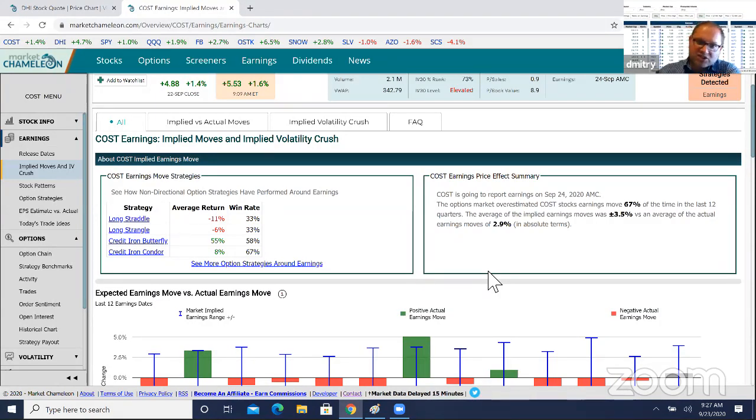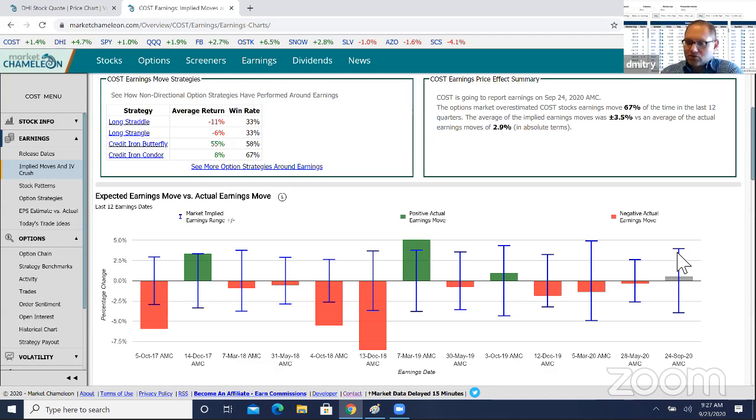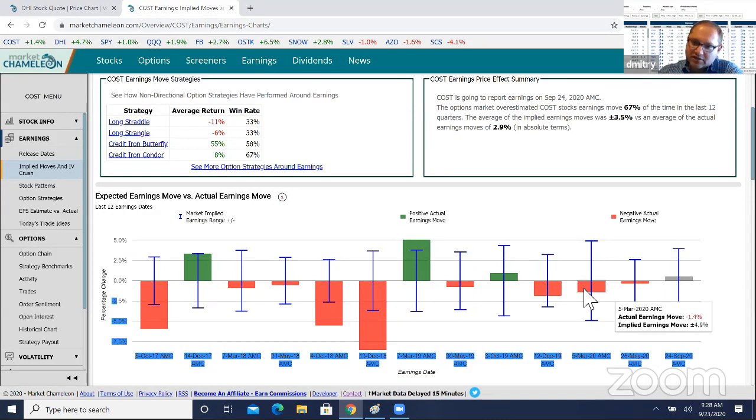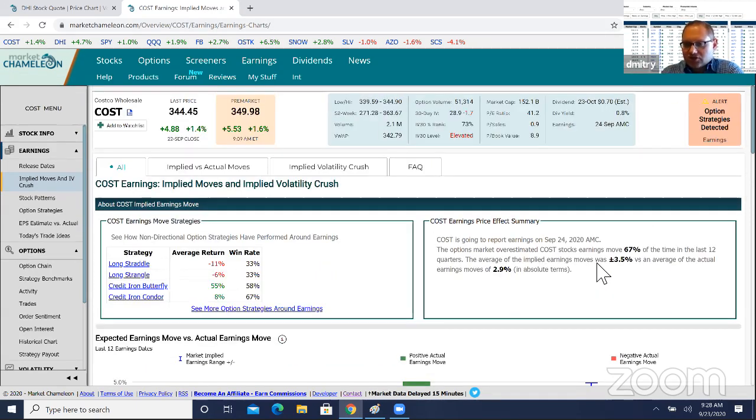So let's take a look real quick. Costco is coming out tomorrow after the market close. This is looking at what the implied move was indicating prior to announcing earnings, using the front month, nearest-term straddle. That's what this blue bar is, the estimated move up or down, starting at 0. The red bar is the actual move to the downside, and the green bar is the actual move to the upside on these specific dates.